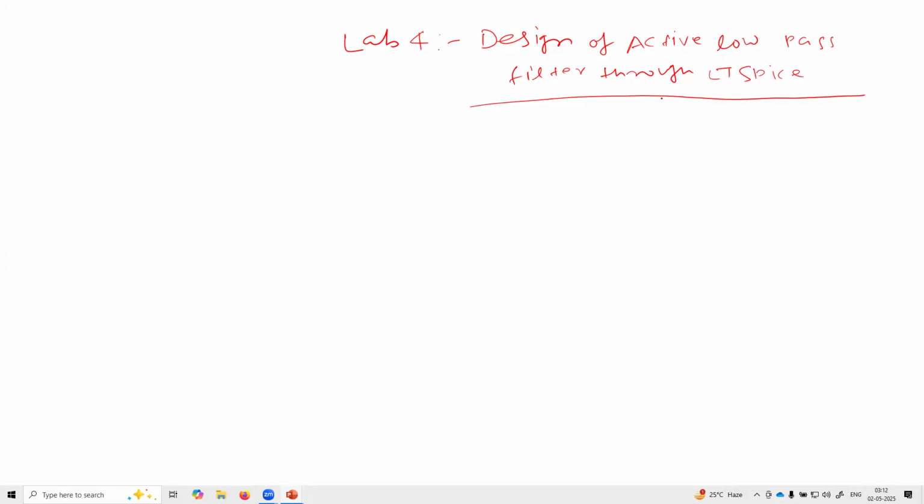Before this, we have already discussed 3 lab experiments in the class. So today I am going to discuss the design of active low pass filter through the LTSpice tool here. Before going to design, first of all, I would like to discuss the things in brief so that you can recall whatever I have taught in the class. First of all, I am going to draw the circuit diagram that we are going to simulate.